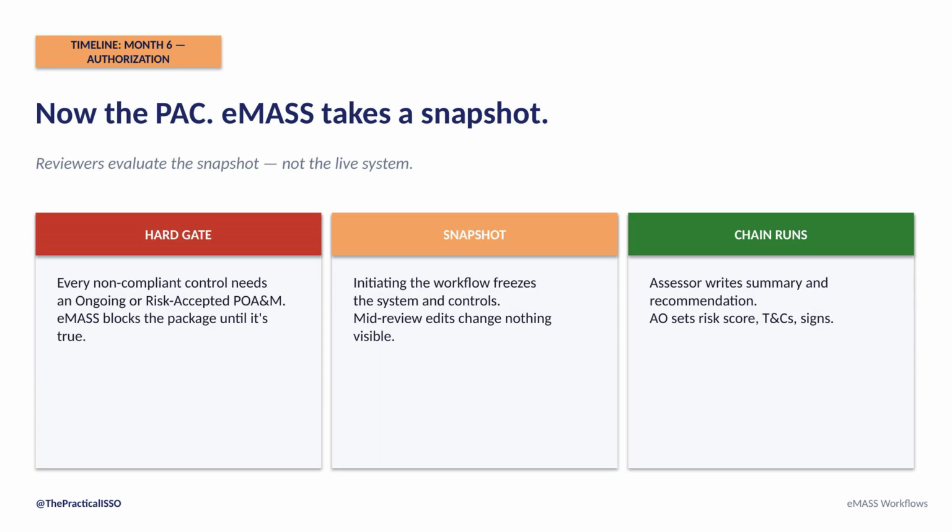And IMAS takes a static snapshot of your system and controls. Your reviewers evaluate the snapshot, not the live system. You select Approve, enter your required comment, and the chain runs. The assessor writes an executive summary and a recommendation. The authorizing official sets the risk score, any terms and conditions, and signs.